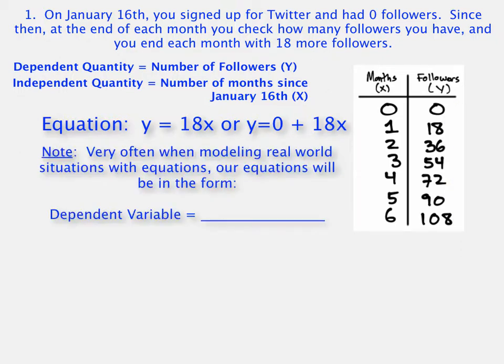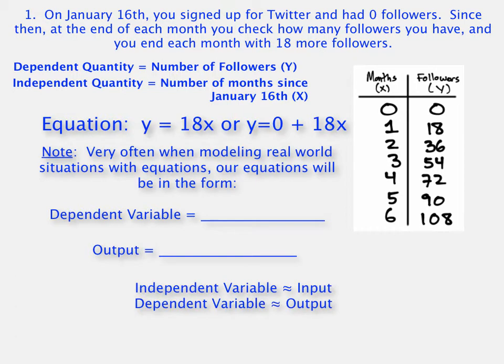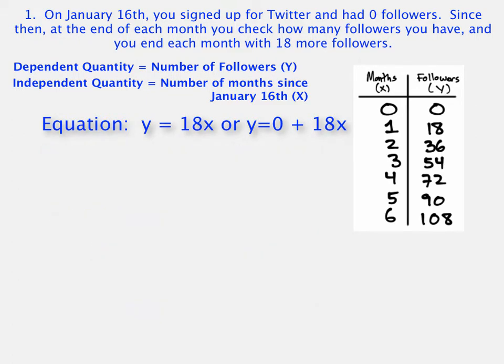Note, very often when we're modeling real-world situations with equations, our equations will be in the form dependent variable equals whatever the equation may be. Very similar to when we were dealing with functions and we had output equals whatever it may be. Remember, independent and dependent variables can really also be thought of as inputs and outputs to functions. Now, the equation that we just came up with is a very powerful tool, as it tells us the relationship between the number of followers you have and how many months it's been since you signed up for Twitter on January 16th.